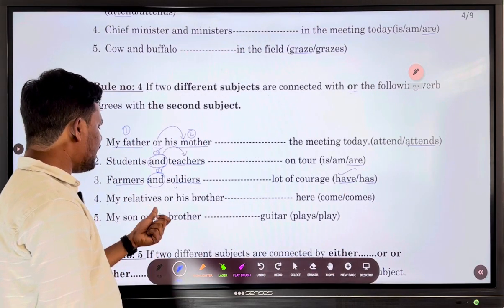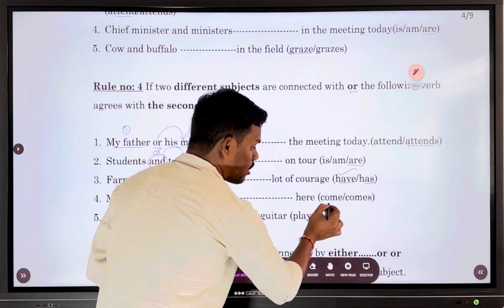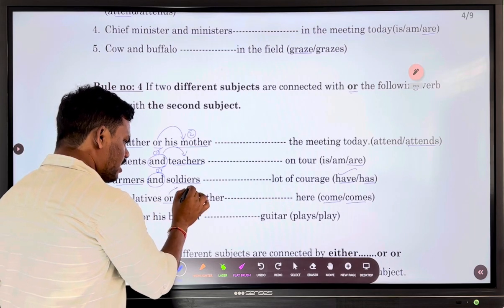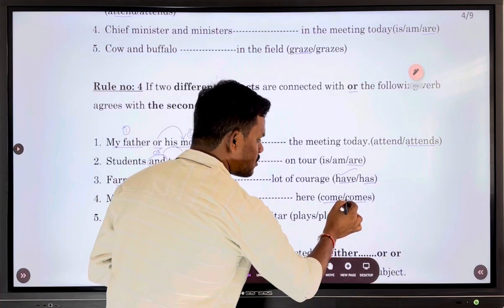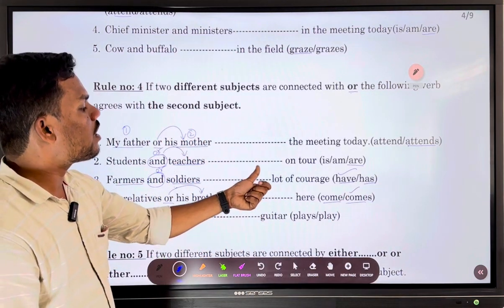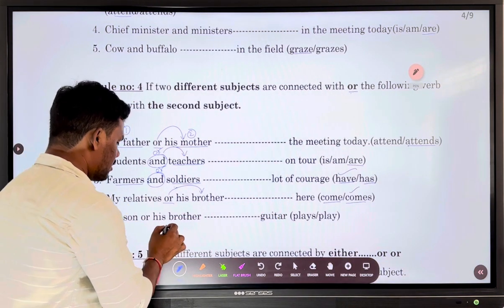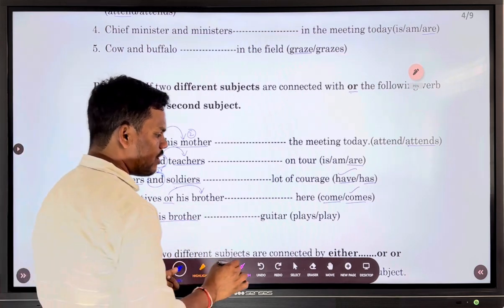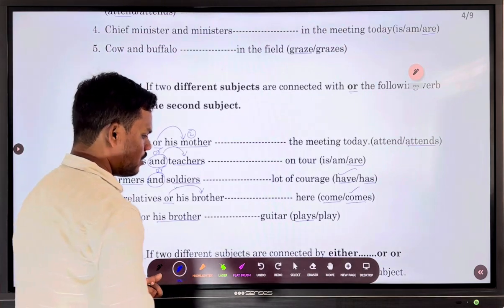Next, my relatives or his brother dash here, come or comes. See, after or we are getting brother. Brother is singular, right? That is why we'll have to take the singular verb, that is nothing but comes. My relatives or his brother comes here. Next, fifth one, my son or his brother. Here also we have got the same one, his brother. As it is singular, we'll have to take the singular verb, that is going to be plays. That is the singular verb.